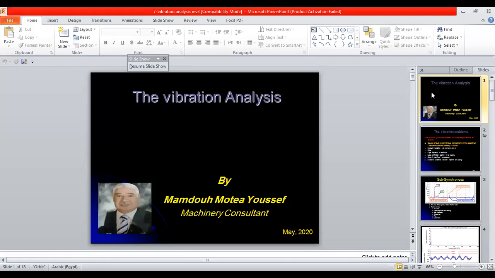Today we will start to explain how to analyze the vibration. After measuring the vibration by the data collector and the analyzer, and after transferring the data to the software on the laptop, our vibration analysis depends on the vibration spectrum, the vibration time waveform, and sometimes we need to measure the phase. We will classify the vibration spectrum into three categories.